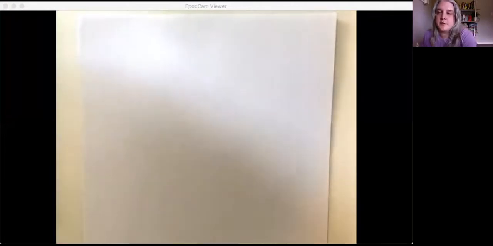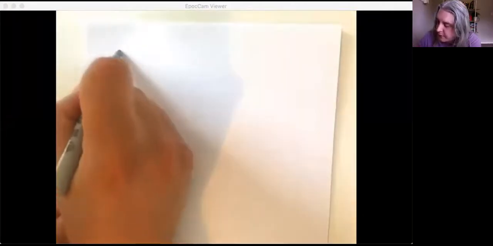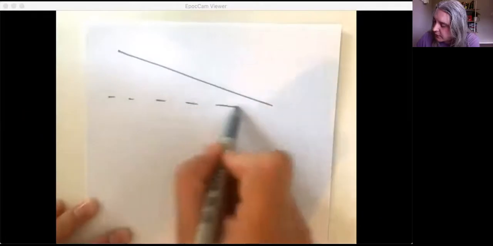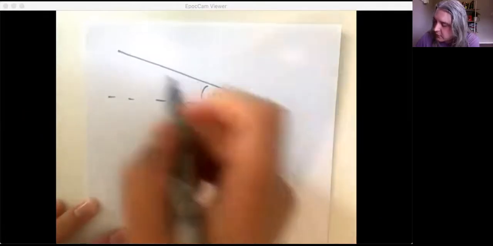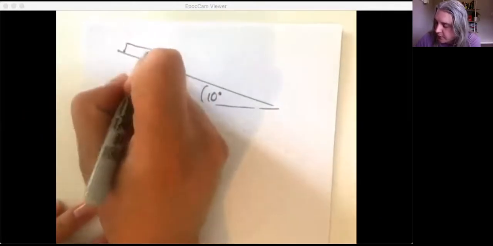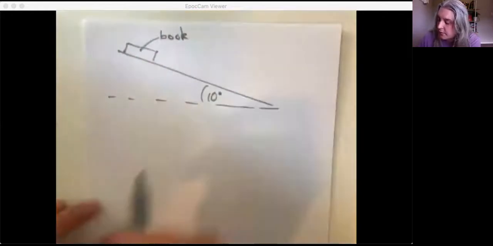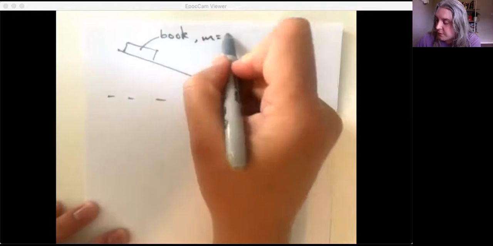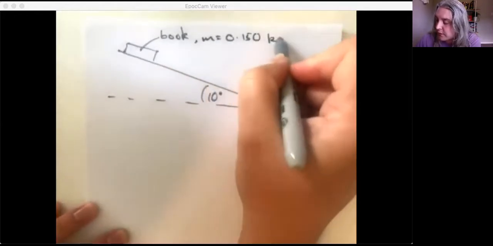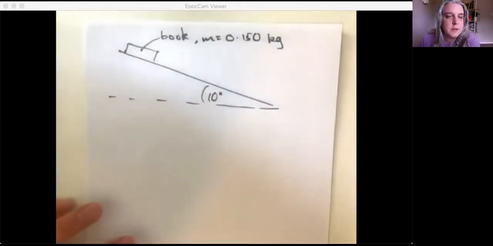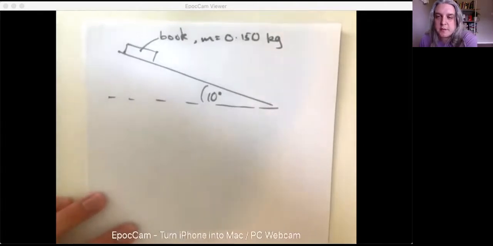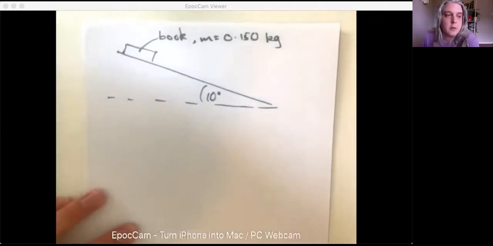First thing I'm going to do is sketch a little diagram. We have a slope, which is at 10 degrees to the horizontal. There's a book sitting on our slope. That's our book. The book has a mass of 150 grams, which I will just write straight into SI units. So that's a good practice, a good habit to get into. We're told that there is a coefficient of friction of 0.25.